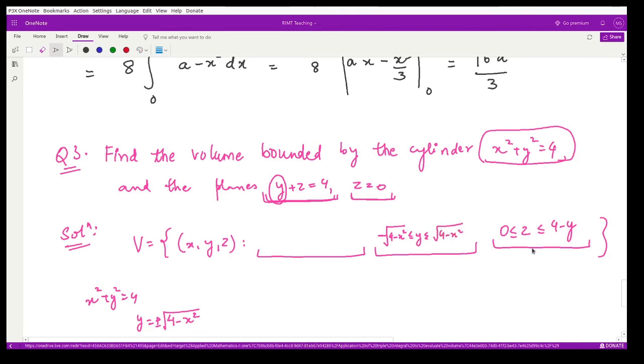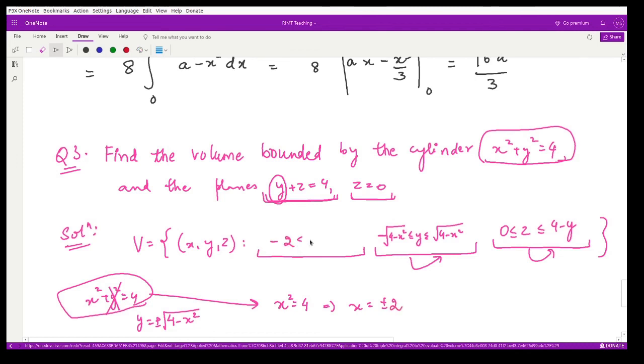Now z's limits are in terms of y, y's limits are in terms of x. So that means x limits should be constant. So what are the limits of x? For that, again, we'll use this curve, x square plus y square is equal to 4. Now we do not require y because we want the limit for x, which is required to be constant. So we have x square is equal to 4. So that means we have x is equal to plus minus 2. So the limits of x come out to be this one.